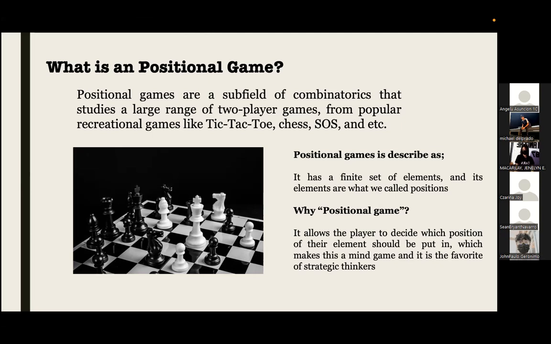And a positional game is described as having a finite set of elements, and its elements are what we call positions. So it is X, a finite set of elements, and we have F, a family of subsets of X. The sets in F are called winning sets, and also a criterion for winning games.